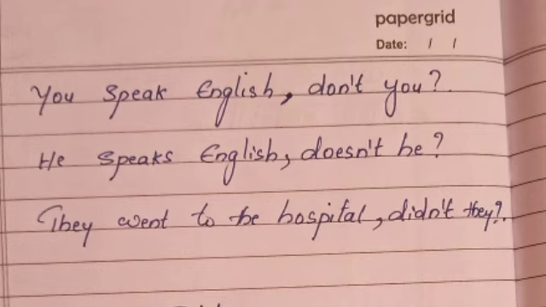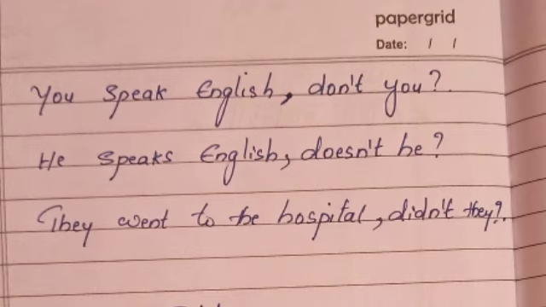So he speaks English. Here the verb is speak. And along with the speak there is S. So take the auxiliary verb does. And the statement is positive, so the tag must be negative. So doesn't, does plus not, that is doesn't. Then take the subject he. Doesn't he.